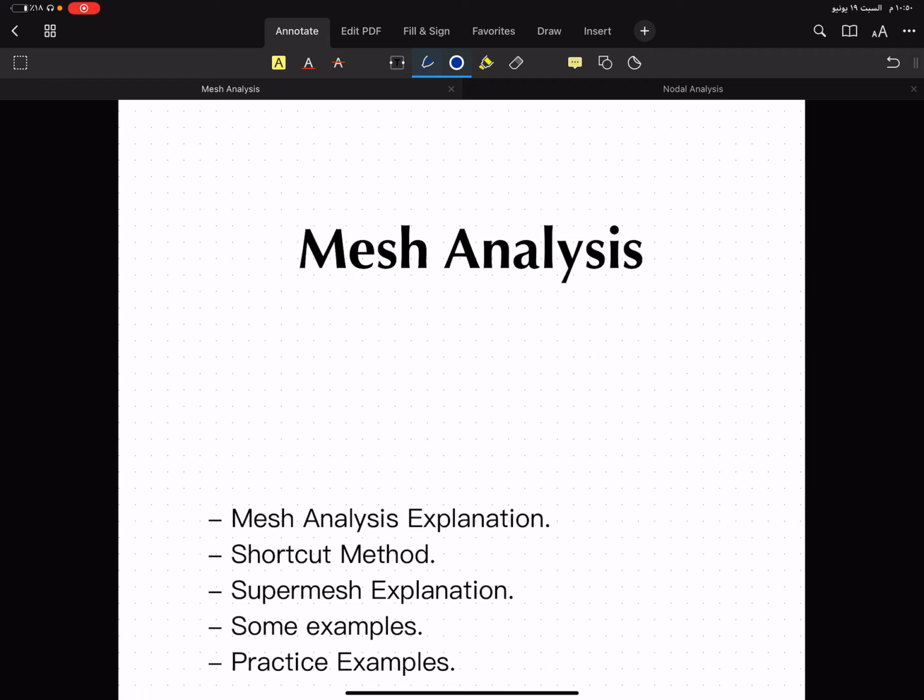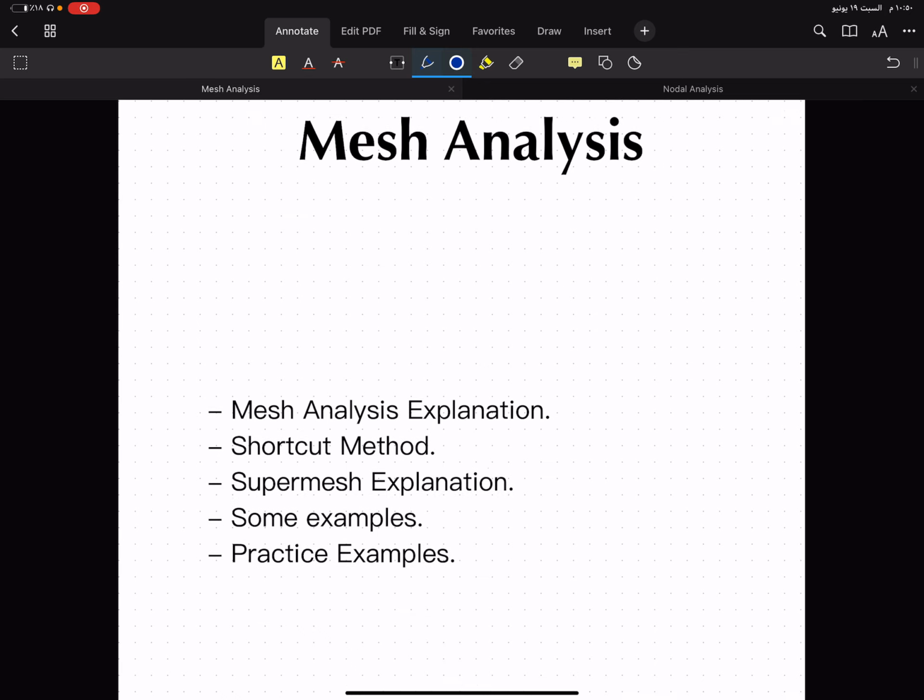Today we will talk about mesh analysis. Mesh analysis is an important technique, as what we did previously with nodal analysis. It's very important to solve circuits. In my opinion, I prefer mesh analysis rather than nodal analysis because mesh analysis is faster, easier, and more comfortable when you solve bigger circuits.